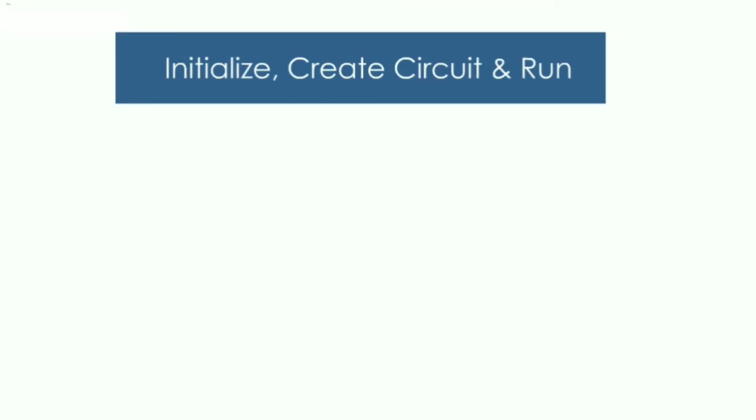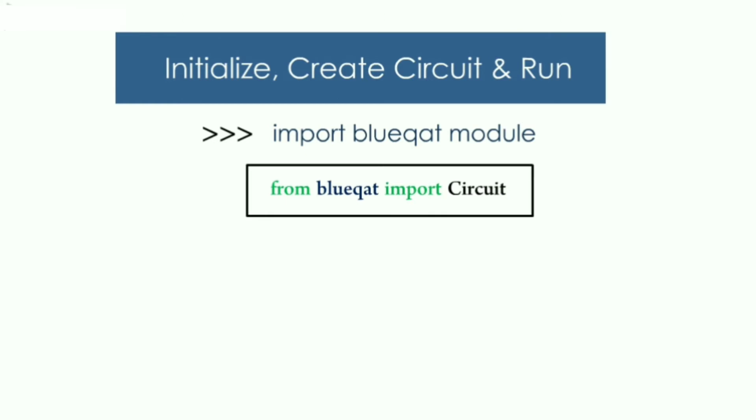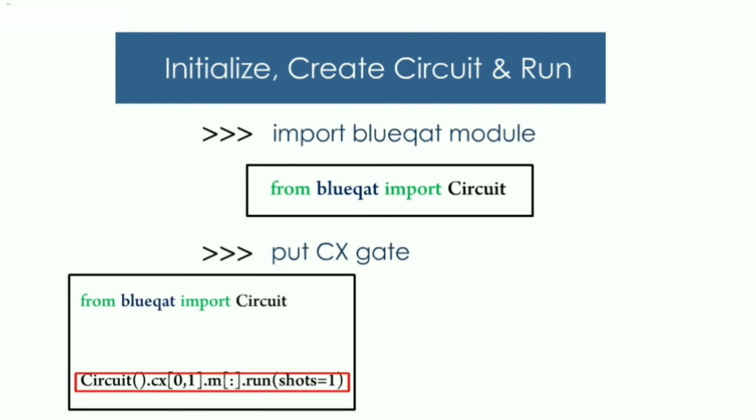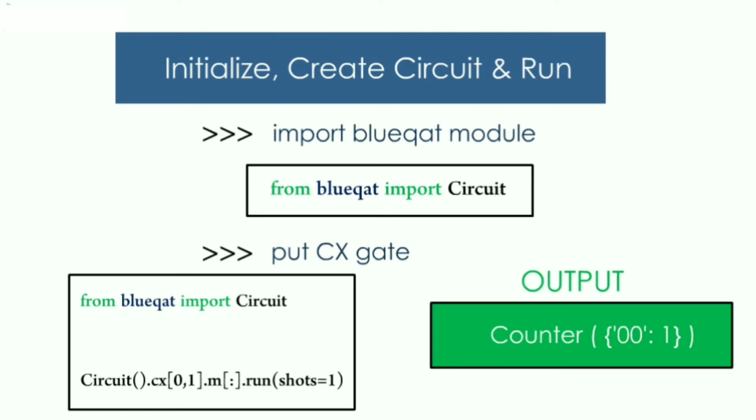Now let us go on to the next part, that is initiation, create circuit and run. First we import the Blueqat basic module and put the CX gate. We can import Blueqat by typing from Blueqat import circuit, and then we put the CX gate and run it by typing the following code. If we run this code, we will get the output as 00.